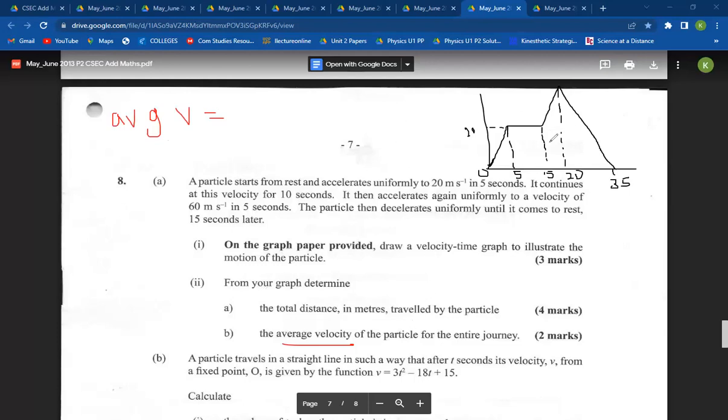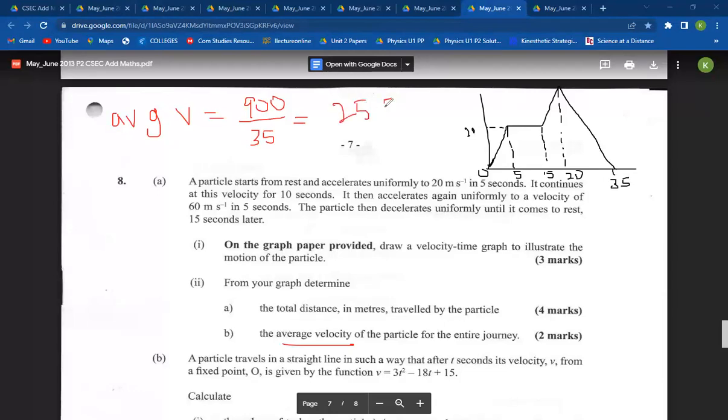So they want it for the entire journey. So we said the total distance covered was 900, and the time taken to cover this 900 meters was 35. Can anybody tell me what answer they got here? What's the average velocity? Okay, no answers. That's cool.